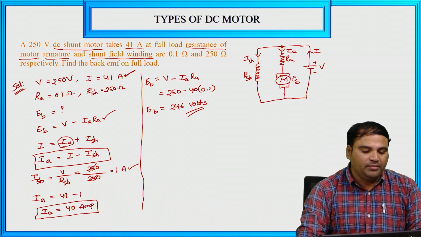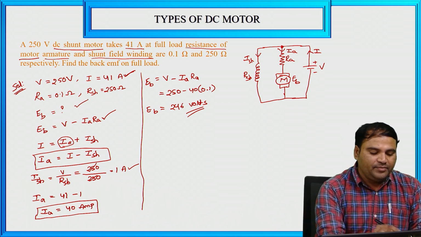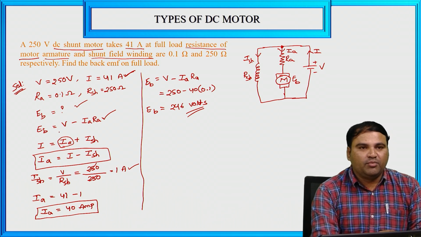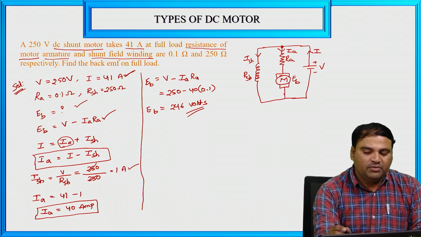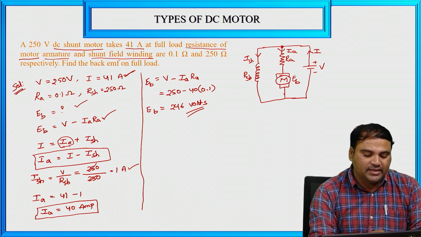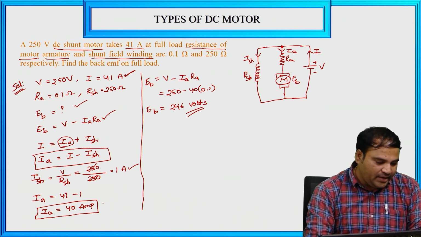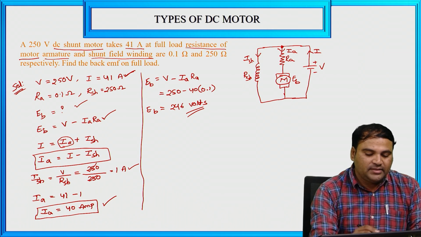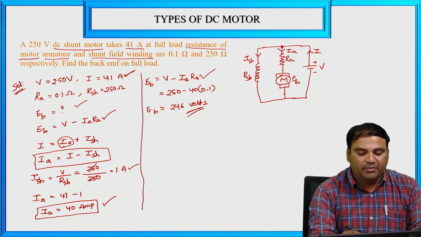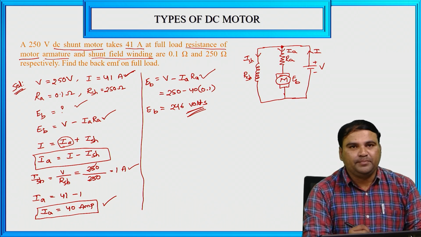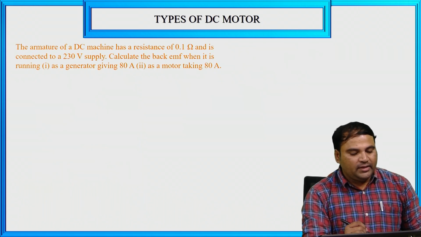So in this problem, first we have to write the given data. After that, we have to find out the EB value. So EB equal to the formula of EB is V minus IARA, and already we know from the shunt wound DC motor, the total current is equal to the IA plus ISH. By using this equation, we'll get armature current IA. Now substitute all the values in this equation, we'll get EB value, that is 246 volts. Okay, here is the one problem, and we'll go for the next problem.